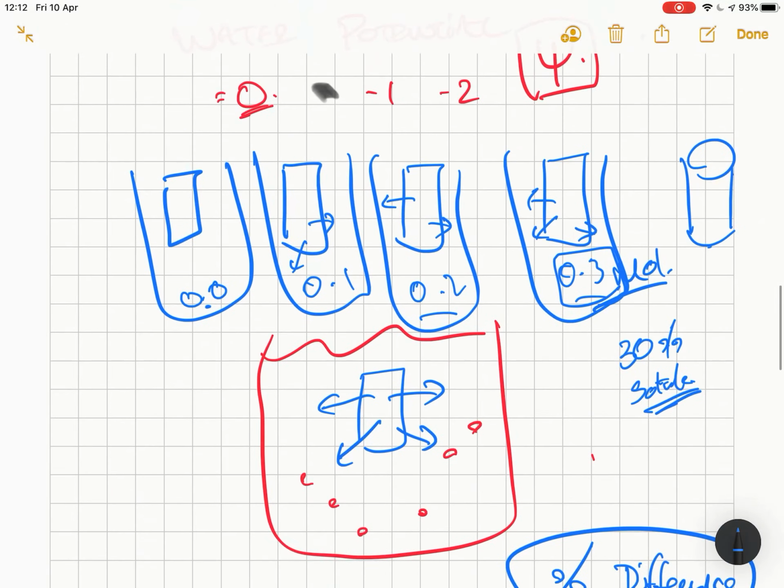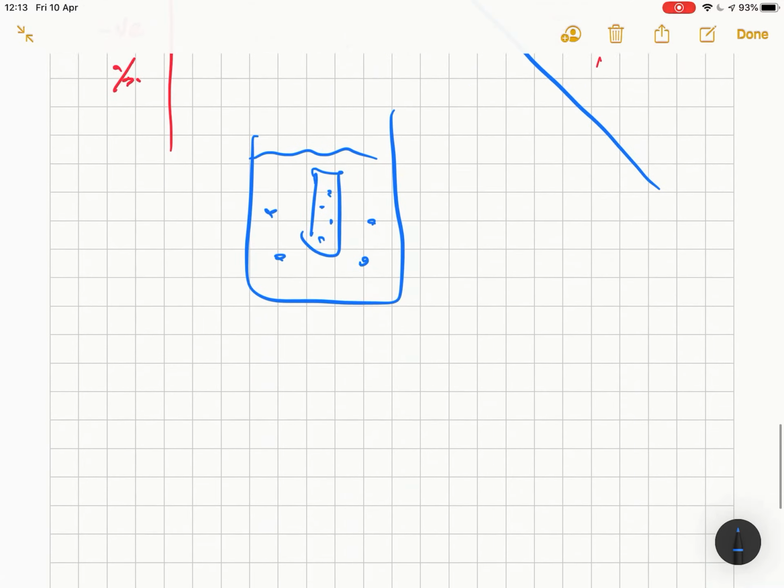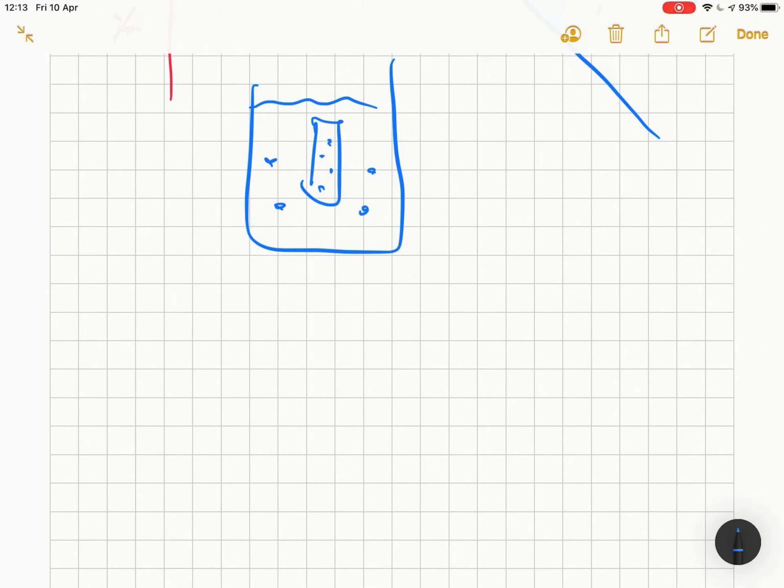So what we're doing here is we're plotting only the solutions we did. On my little fantasy here, I've got 0, 0.1, 0.2, 0.3. So I plotted 0.1, 0.2, 0.3. What this line of best fit does is it allows us to predict the value. We didn't actually do a 4.2 molar concentration, but we can work it out by drawing this line of best fit and extrapolating it, which is something that you're sometimes asked about in terms of data and plotting it. Okay.